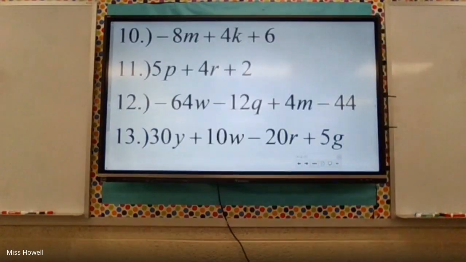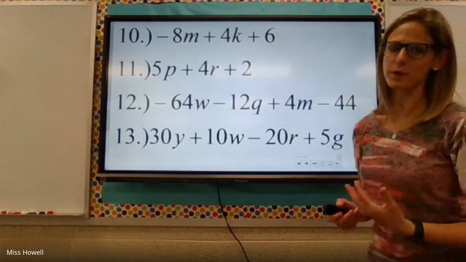All right, number 10, we should have a negative 8 times m plus a 4 times k plus a 6. Number 11, a 5 times p plus a 4 times r plus 2. Number 12, a negative 64w minus 12 times q plus a 4 times m minus a 44. And number 13, a 30y plus 10w minus 20r plus 5g.